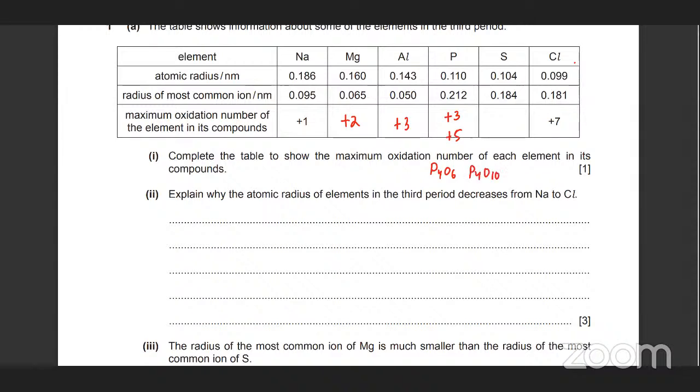And not only different oxides, you also have different chlorides as well. You have PCl3 and you have PCl5. Then you have the issue with sulfur too. Sulfur also has multiple oxidation states. The most common ones are SO2 and SO3, meaning +4 and +6. The question asked for the highest, the maximum oxidation state. So you're going to go with +5 and +6. That's going to be your answer.